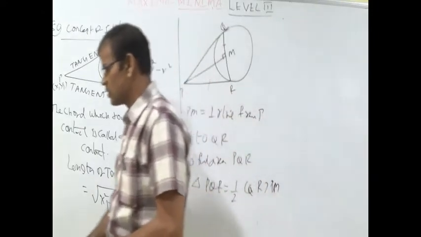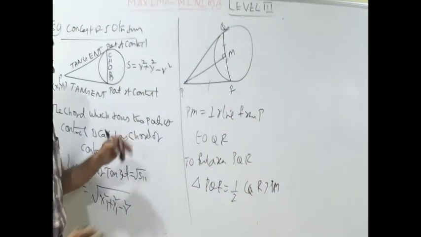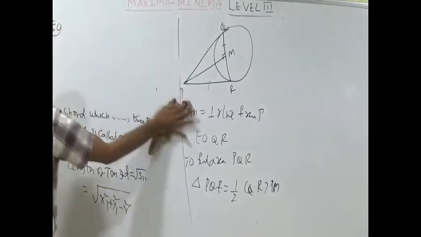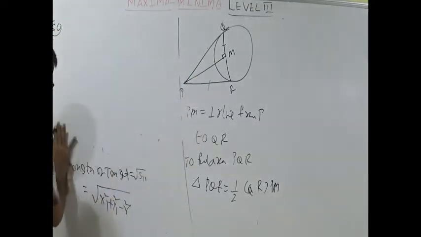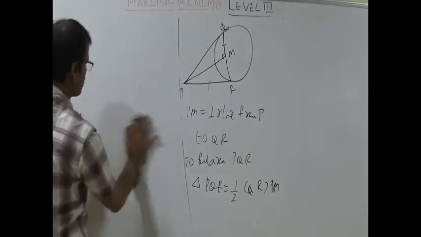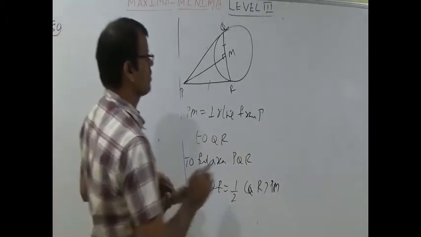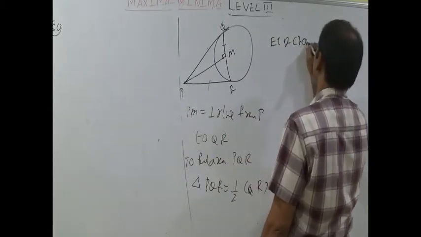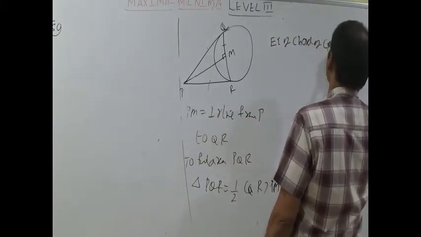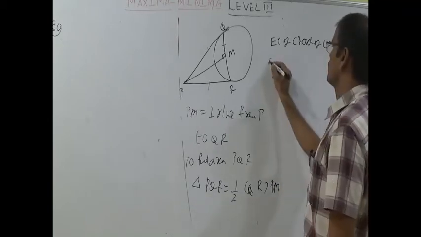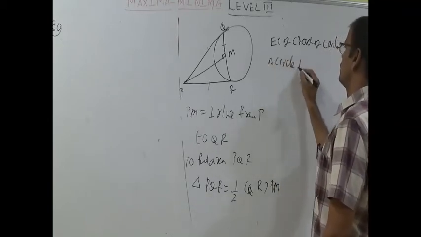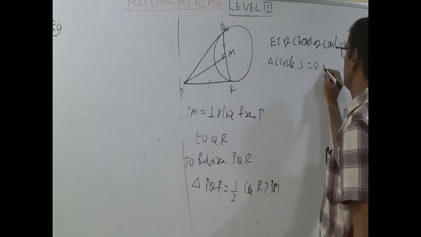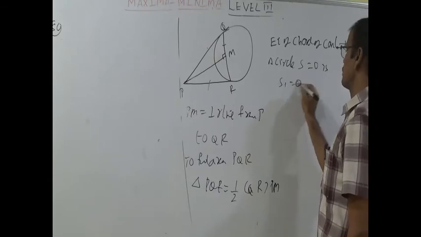Let us discuss about the 50th question now. This is the concept. Next, once again I am writing the formula here. Equation of chord of contact, equation of chord of contact of a circle S equal to 0 is S1 equal to 0.